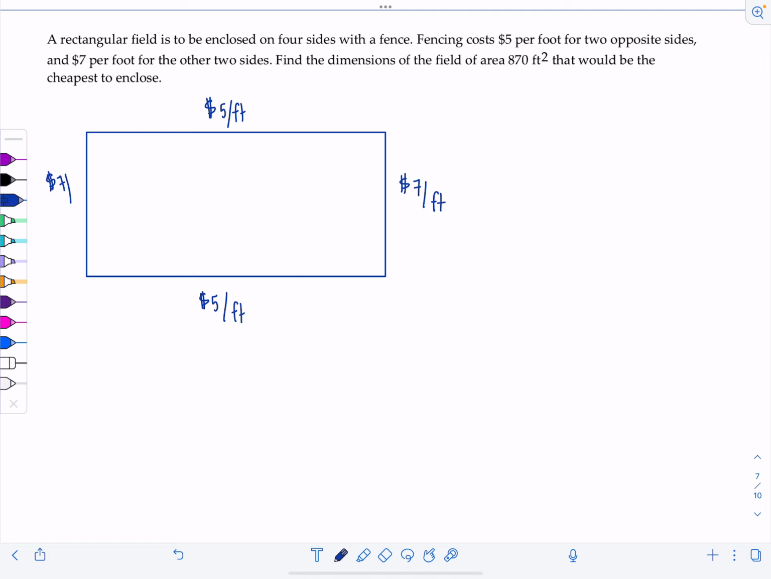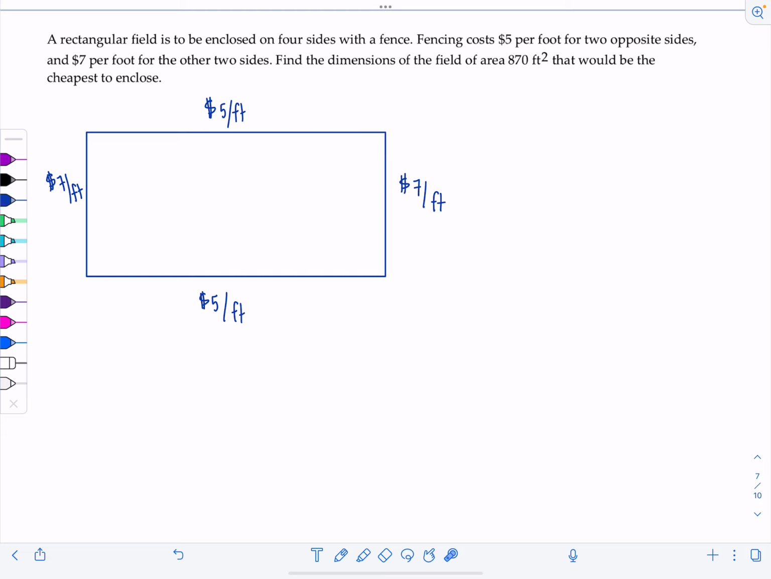They didn't say why some sides are pricier. Maybe I'm going to add to the story, okay? This is through the marshland. It's very difficult. This is easier to fence. I don't know. Find the dimensions of the field of area 870 feet squared.